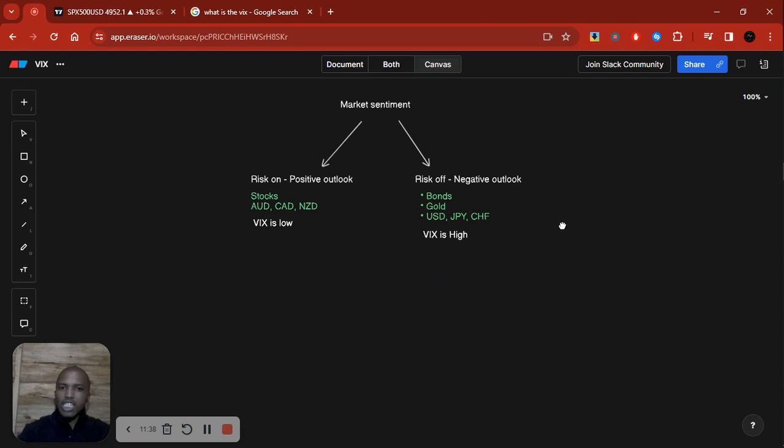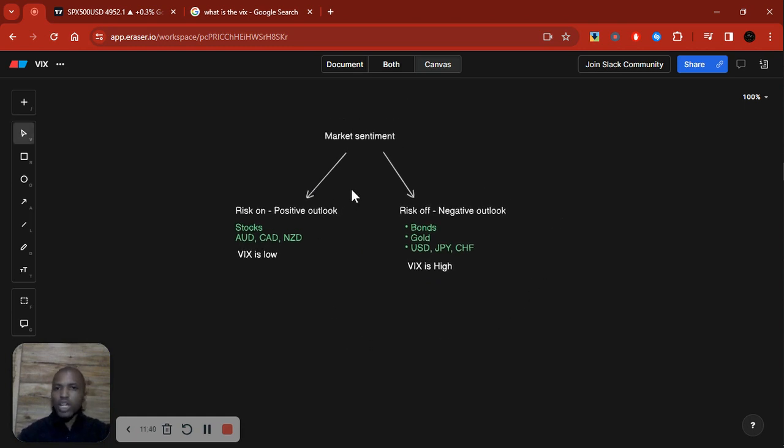So this is essentially what I wanted to break down to you guys: we have a market sentiment. The market is always in a certain environment, either risk on or risk off. Investors are either willing to put on risk or taking risk off the table. Whenever there's optimism and volatility is low, you know that we're in a risk on. Whenever there's uncertainty and volatility is high, we know that we're in a risk off, and there we look to buy the dollar, JPY, CHF, and sell AUD, CAD, NZD.